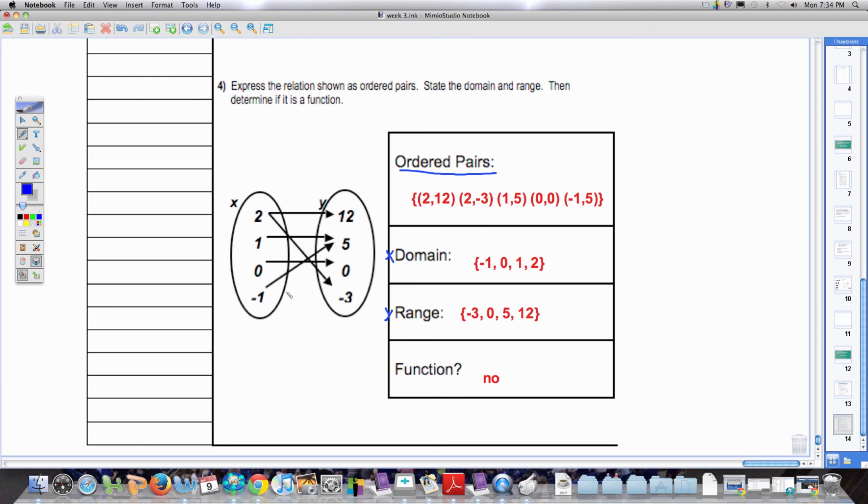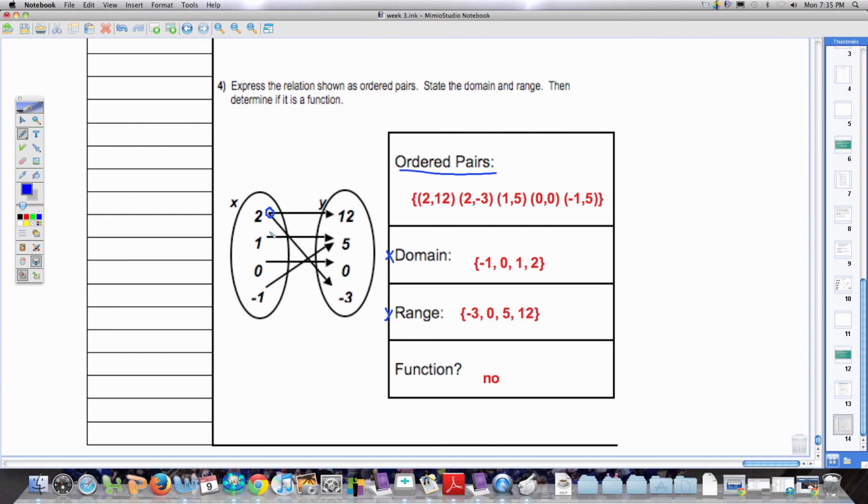Okay, now the domain. Again, domain is x, range is y. So all my x coordinates are -1, 0, 1, 2. It's easy. It's right there in your mapping, clear as day. Your range is going to be -3, 0, 5, 12. You don't have to repeat numbers. Notice you have (1, 5) and (-1, 5), so you don't have to repeat the 5. The mapping nicely shows you your range right there.